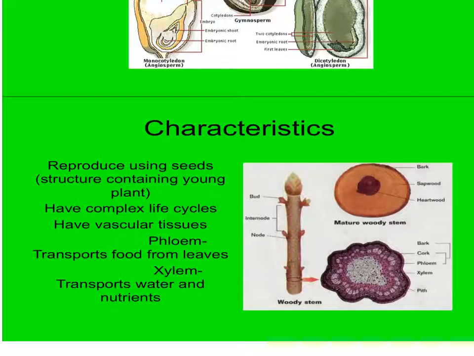So here are some characteristics. And I think I explained a little bit of this. So they're going to reproduce using seeds. And what happens is that the phloem is responsible for transporting the food of the organism. Okay? That food is made by photosynthesis in the leaves of the plants. Water and nutrients are transferred by the xylem.